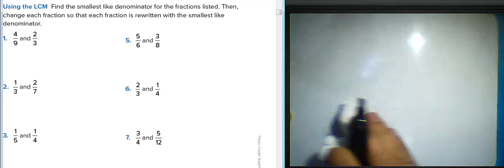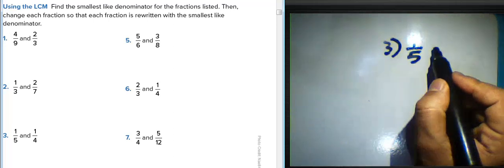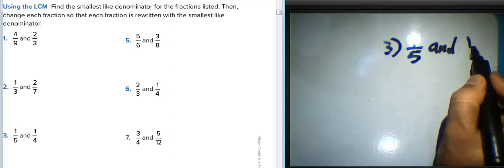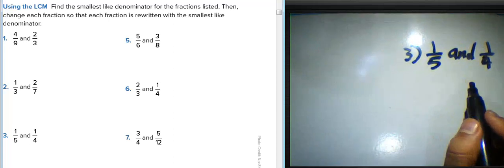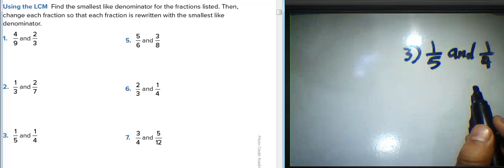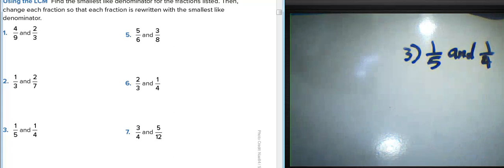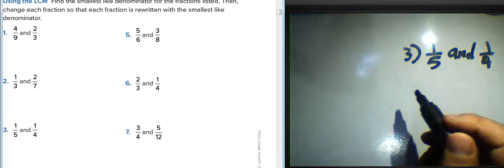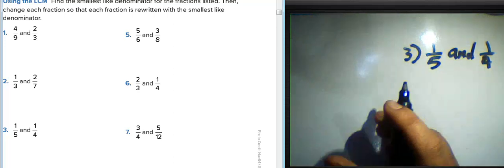Okay, what about question number 3? We have here 1 over 5 and 1 over 4. We can find the least common multiple between 5 and 4. Ask yourself, what's the least common multiple between them? We know 5 can't be divided by 4. So we must find the least common multiple by multiplying them. The least common multiple between 5 and 4 will be 20, because 5 plus 5 equals 10. 10 can't be divided by 4, and then we can add 5 again. 5 plus 10 equals 15.